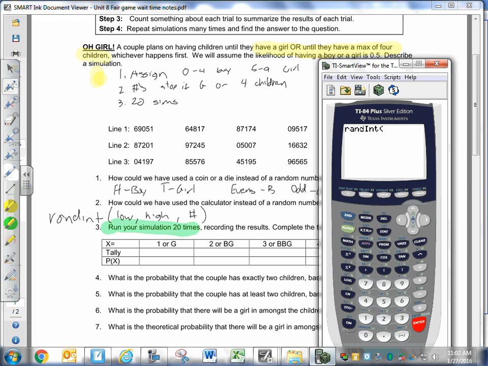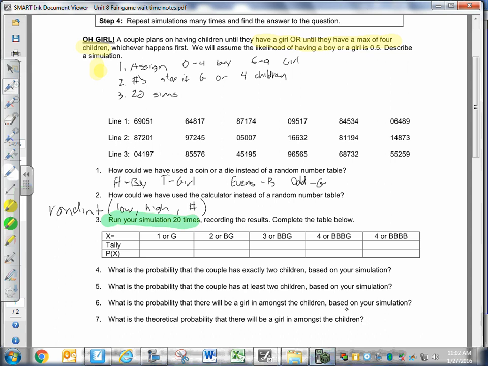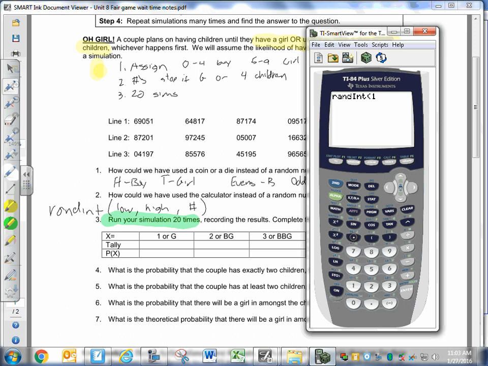Beautiful. Thank you, Mr. Soans. We could have the random integers 1 or 2. 1, comma, 2. And you could say, let's take 50 of them. And they will randomly select 1 or 2. 1 is a boy, 2 is a girl. 1 is a head, 2 is a tail. 1 is an odd, 2 is an even, whatever. Okay? The problem is, I can't see all the numbers.